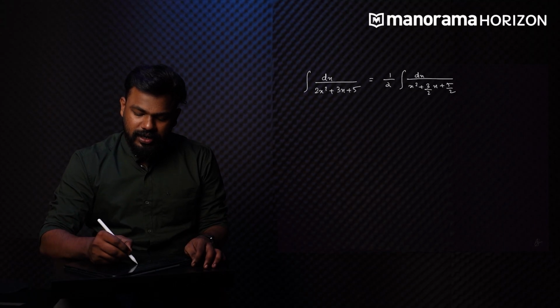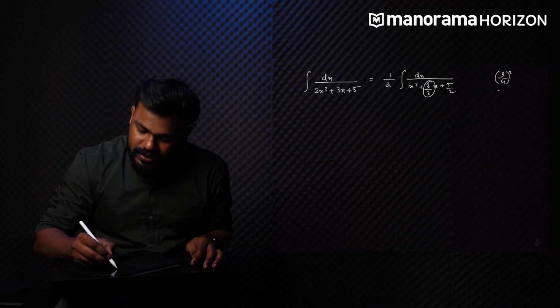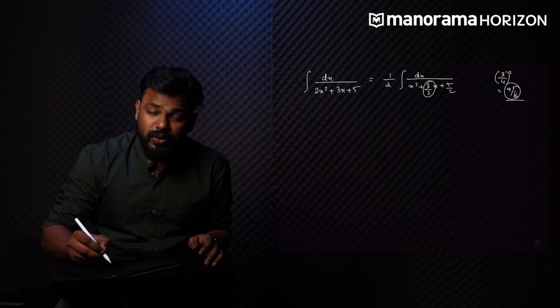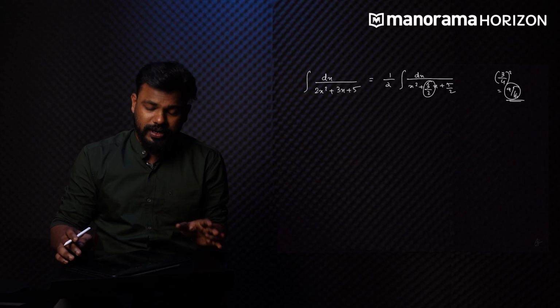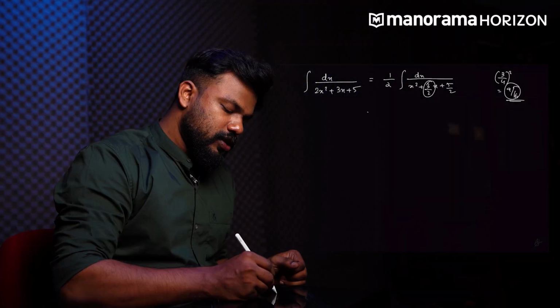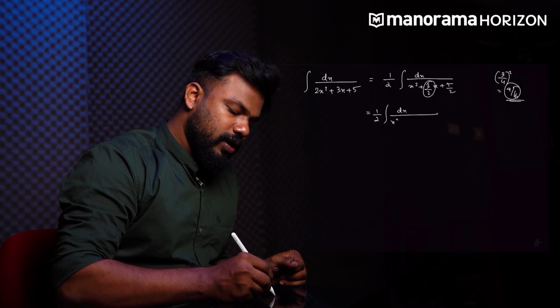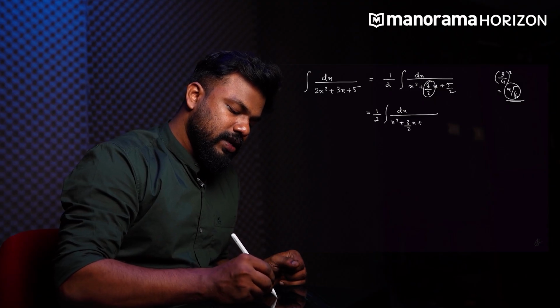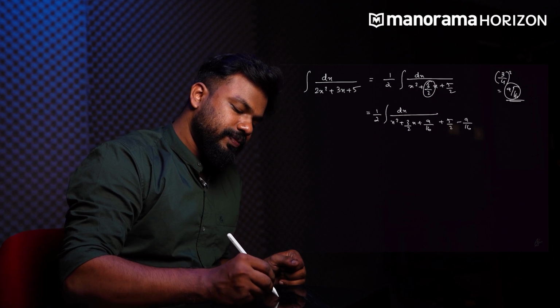Now you see the middle term, that is 3 by 2. What is the half of the middle? 3 by 4. What is the square of that? It is 9 by 16. So what you do is the completing the square method you have learned in polynomials or quadratic polynomials in 9th standard. So you do that over here: half of integral dx by x square plus 3 by 2x plus 9 by 16 plus 5 by 2 minus 9 by 16.